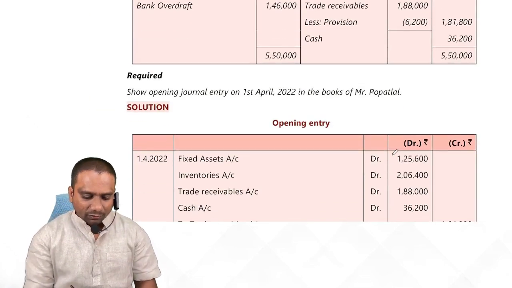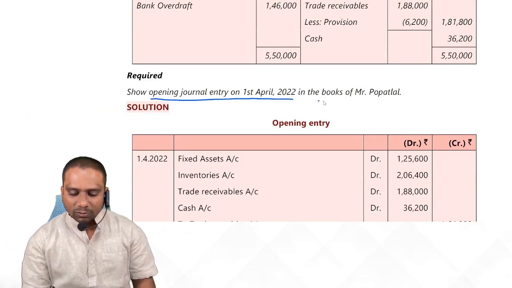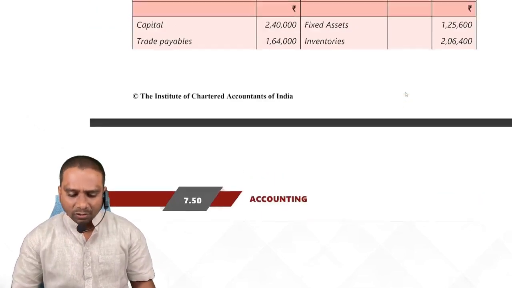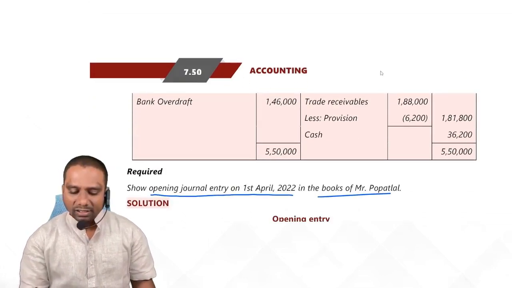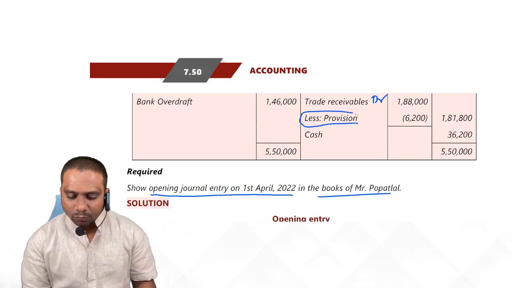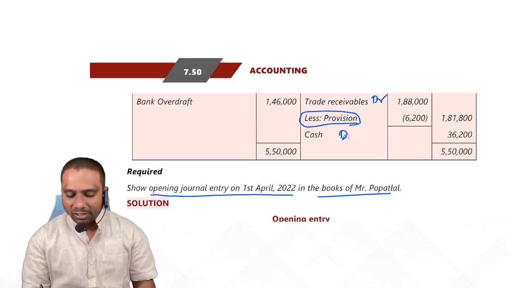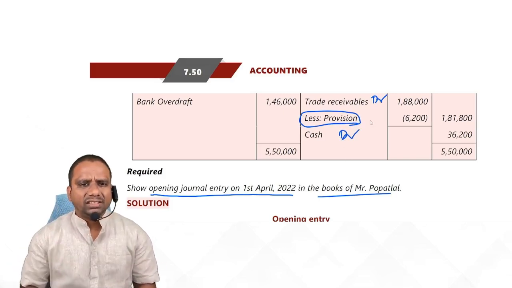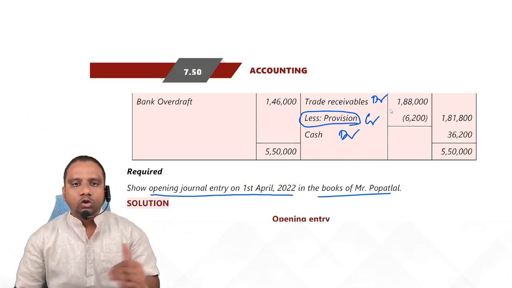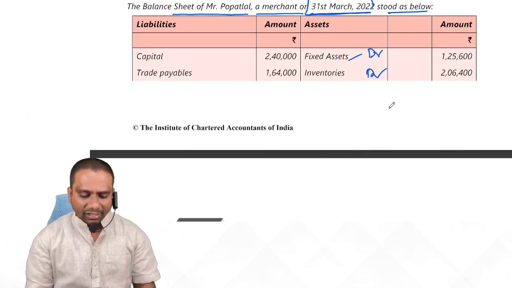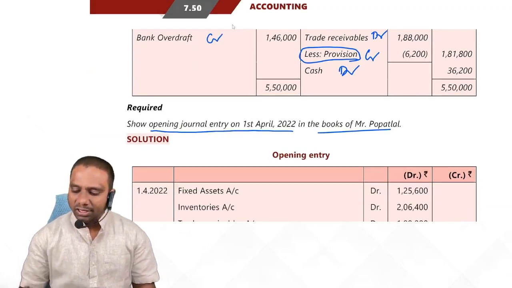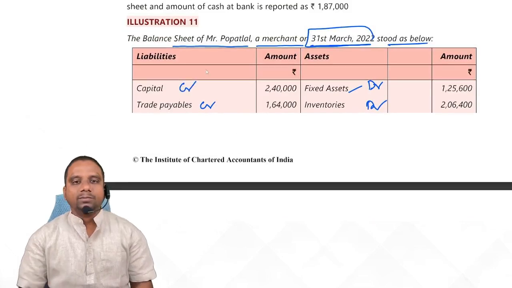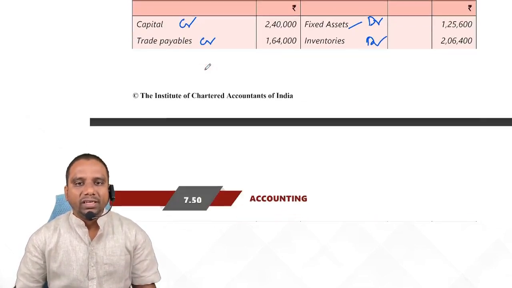Now they are giving an opening journal entry on 1st April. Simple. Look at what entry we get. Fixed assets account debit, inventories debit 2,06,400, trade receivable debit. Don't consider provision now. Cash account debit. All these assets are debit now. Now provision credit: to provision for doubtful debts account credit, to trade payables credit, to bank overdraft credit, to capital the difference. That's it. Opening entry.